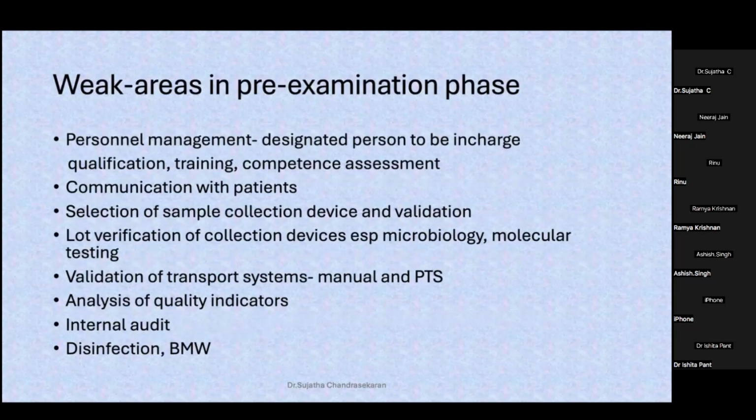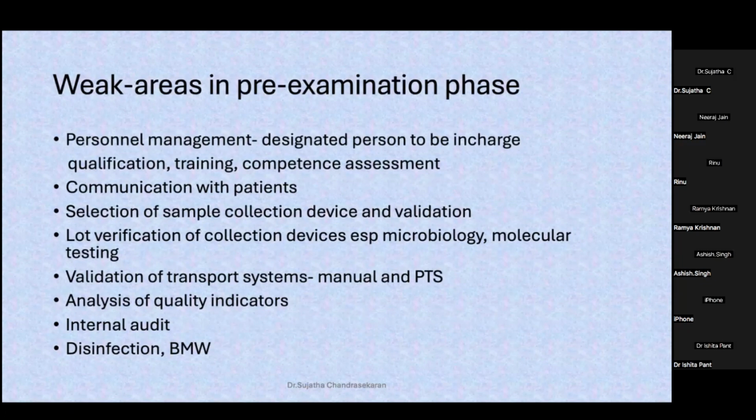Right. Now, what are the weak areas? The weak area in the pre-examination phase is the personnel management. Generally, the phlebotomist who collects, what is their qualification, what is their competence, what is the training, do they really know what sample to collect for which test, or they just collect 3 tubes and then just send it, just in case, like that. So that is a weak area. Then communication with patients from the collection facility, communication with patients and communication with the users.